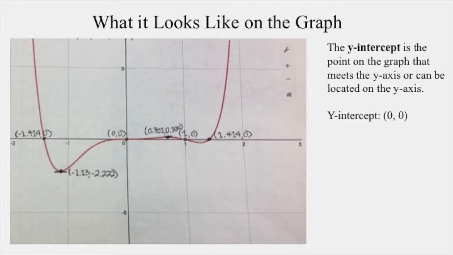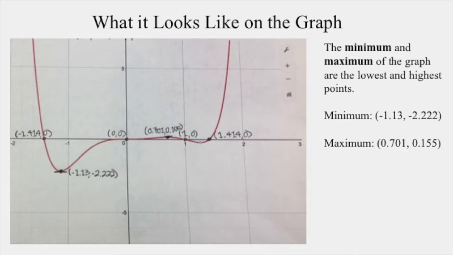The y-intercept is the point on the graph that meets the y-axis or it can be located on the y-axis. The y-intercept of this graph is (0, 0). The minimum and maximum on the graph are the lowest and highest points. The minimum of this graph is (-1.13, -2.222). The maximum of this graph is (0.701, 0.155).